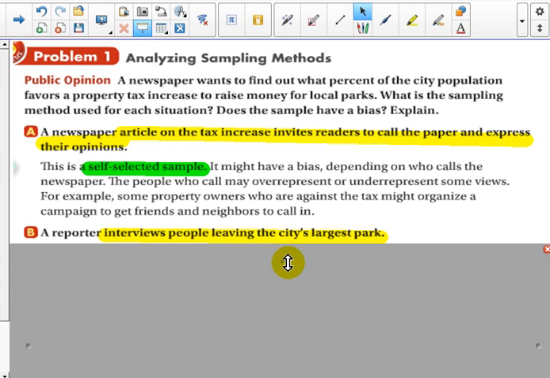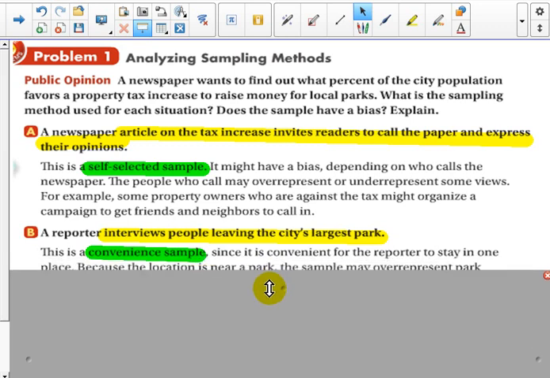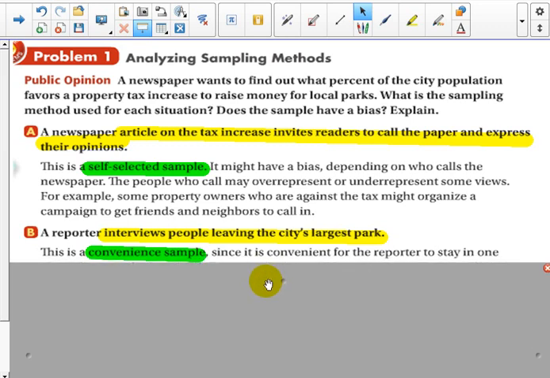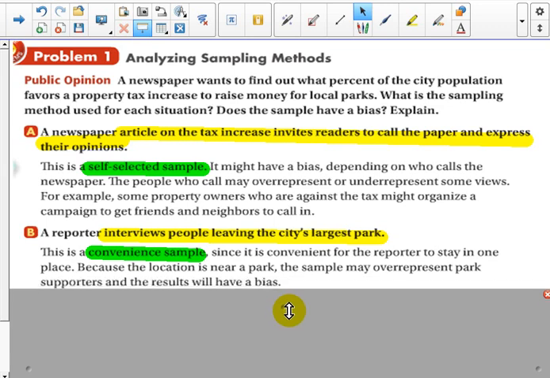So we don't know if it has bias. We don't even know what it's about. They're interviewing people. Well, about what? I guess it could. If it was an issue on supporting the parks, it would be biased because he's standing there at the park. He's going to have all park supporters, right? So it could have bias based on what the question was. It's a convenient sample since it's convenient for the reporter to stay in one place. Because the location is near a park, the sample may overrepresent park supporters and the results would have bias.